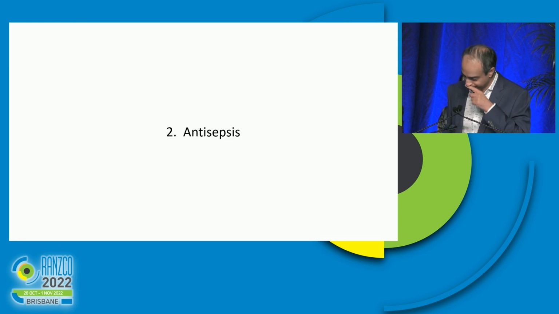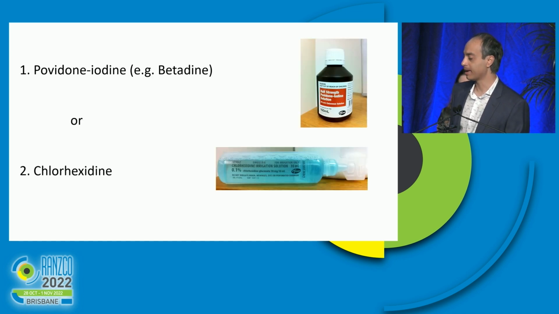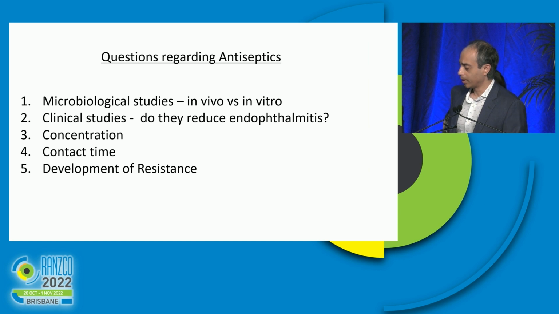The second thing I'd like to talk about is antisepsis, and this is really critical when it comes to reducing the risk of endophthalmitis. We've got two main agents in Australia. There are other ones that I won't mention, but it's basically a toss-up between povidone iodine or chlorhexidine. When assessing an antiseptic, you want to know, does it reduce bacterial counts? Do they reduce endophthalmitis in clinical practice? What concentration should we use? How long should they be on the eye? Does resistance develop? These sort of questions.